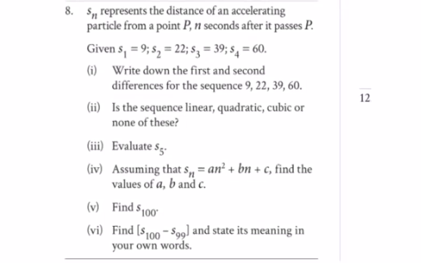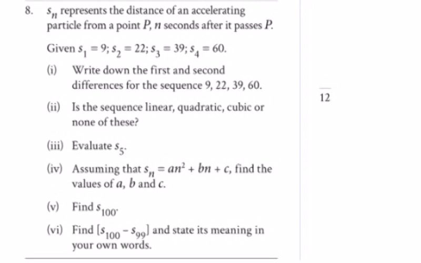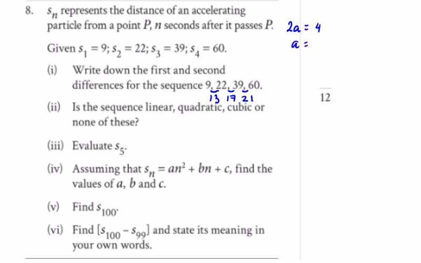Question 8, another quadratic question. Sn represents the distance of an accelerating particle from a point P, and we're given the first four terms here, first and second differences. So here's our terms. So we've 13, 17, and we have 21. So 2a is the second difference, which is 4. A is 2.